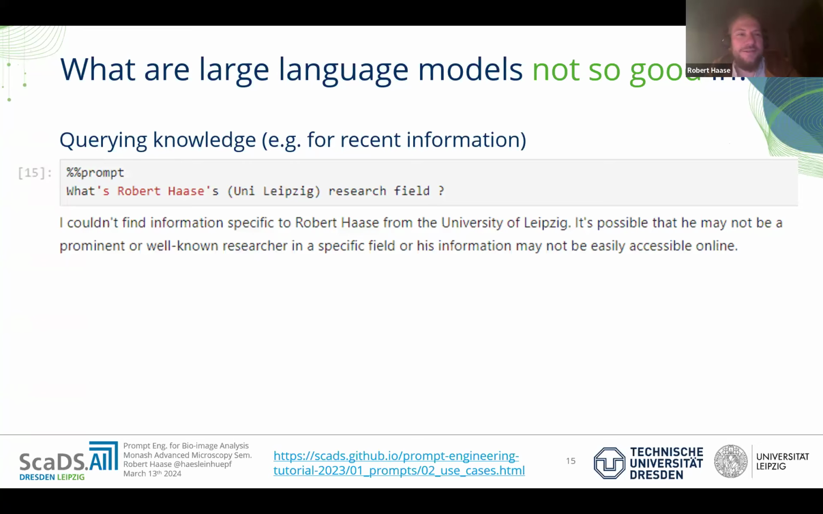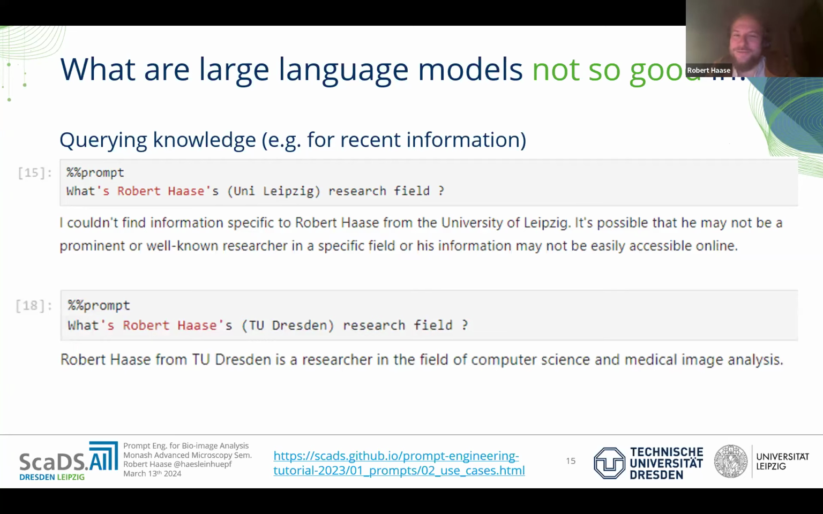So if you ask, what is Robert Haase's research field at the University of Leipzig, where I live now? ChatGPT will respond something like, I couldn't find any information about Robert Haase from the Leipzig University. It's possible that he may not be a prominent or well-known researcher in the field. But if you ask it what is Robert Haase at TU Dresden doing, it can then tell you that he is working in computer science and medical image analysis, which is right to some degree.